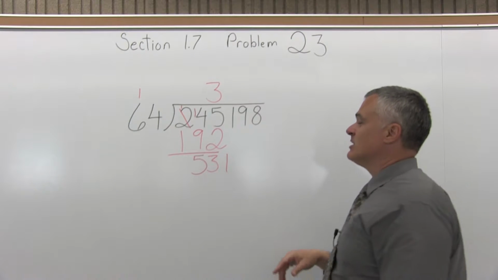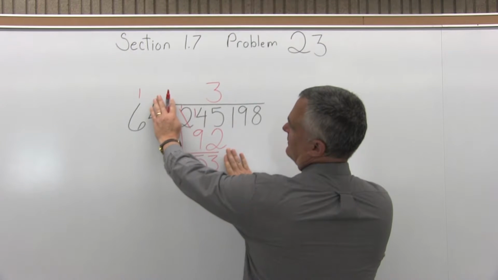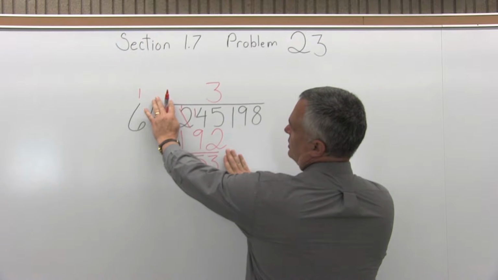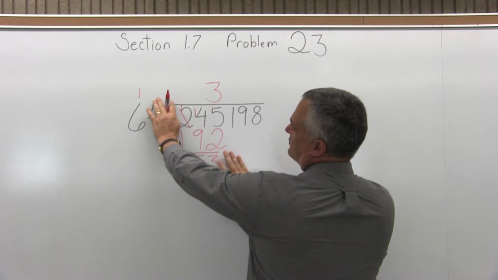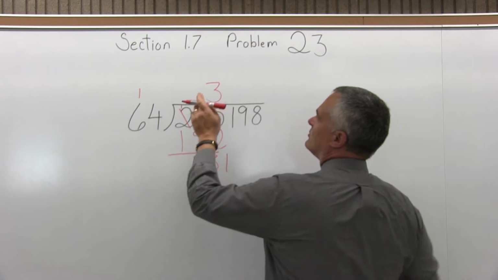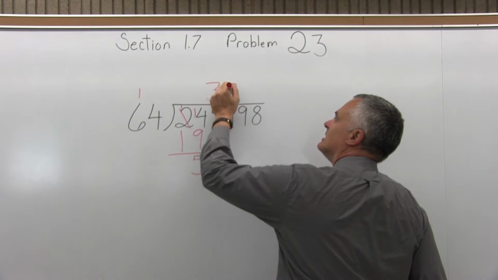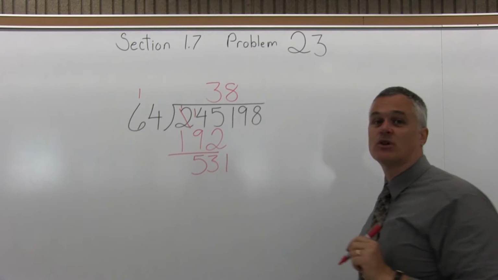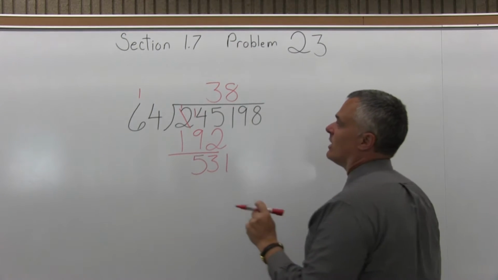So again, to get an estimate, you can just focus on the 6 and the 53. So 6 times 8 is 48. 6 times 9 is 54. It'd be too big. So 8 is a good one to try. And again, if you miss it, you can just try the next digit bigger or smaller. But 8 seems like it should work well.